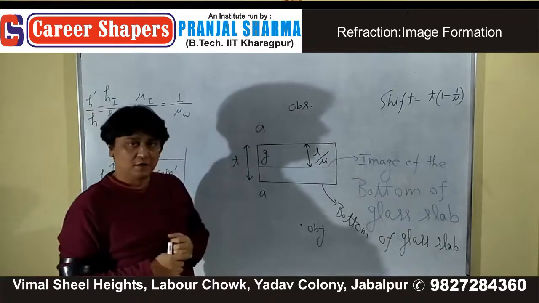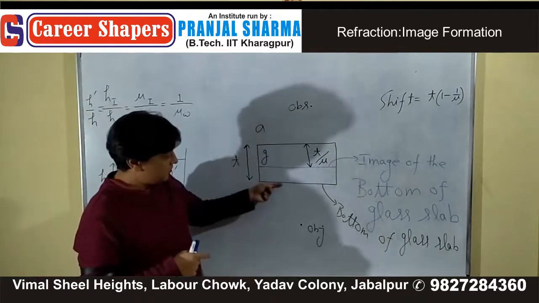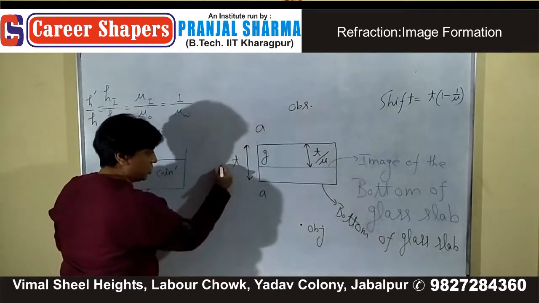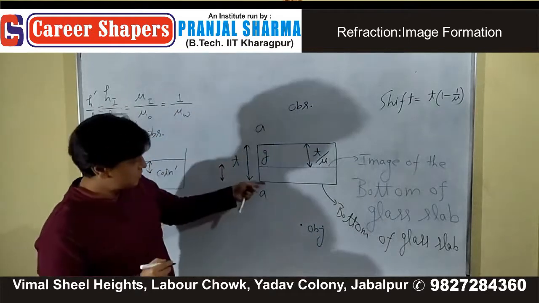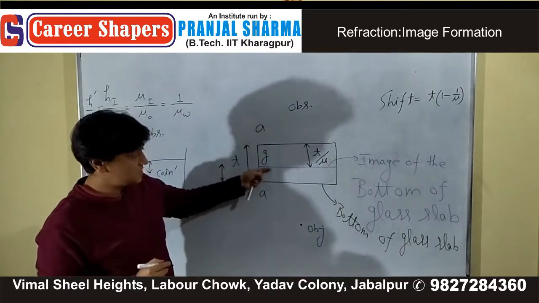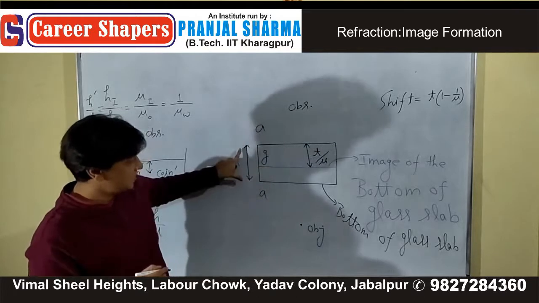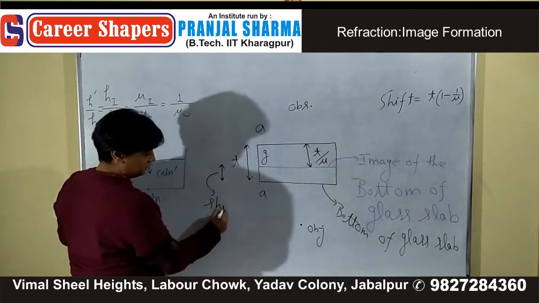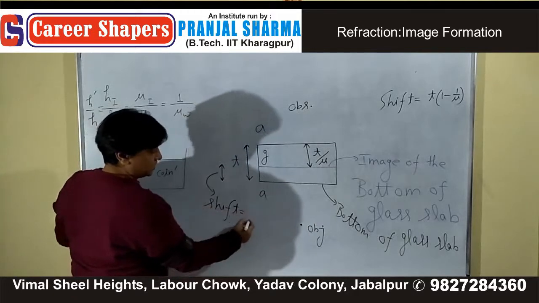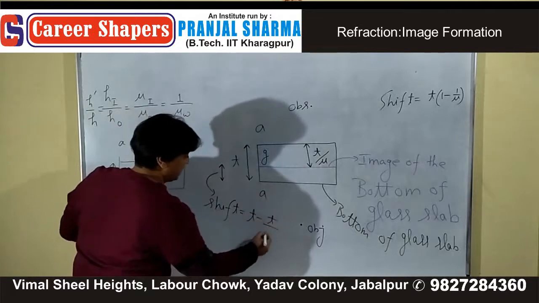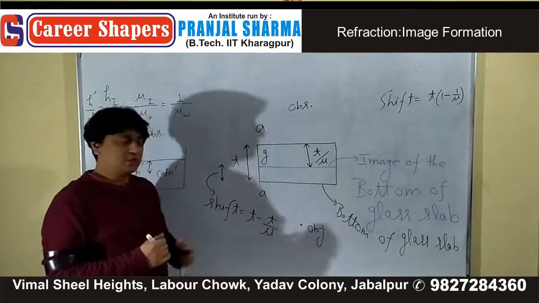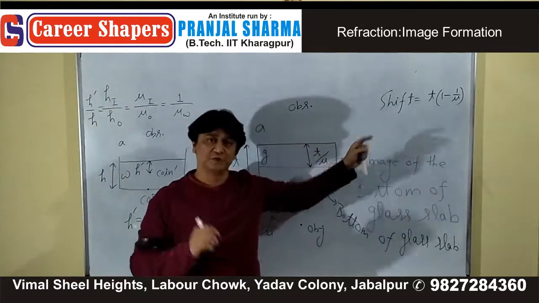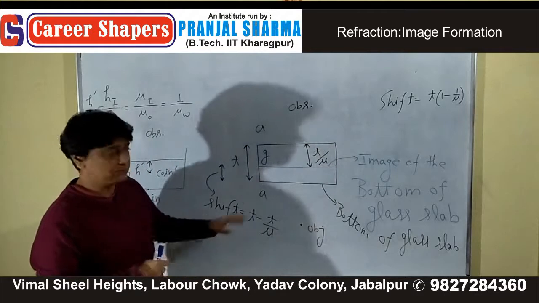He finds that bottom of glass slab is here. What is the shift in the bottom of glass slab? From this position to this position, what is the shift? This much is T. This is T by mu. This shift is what? T minus T by mu. Now how come this shift is same as this shift? Let's just prove this point. The whole thing is done.